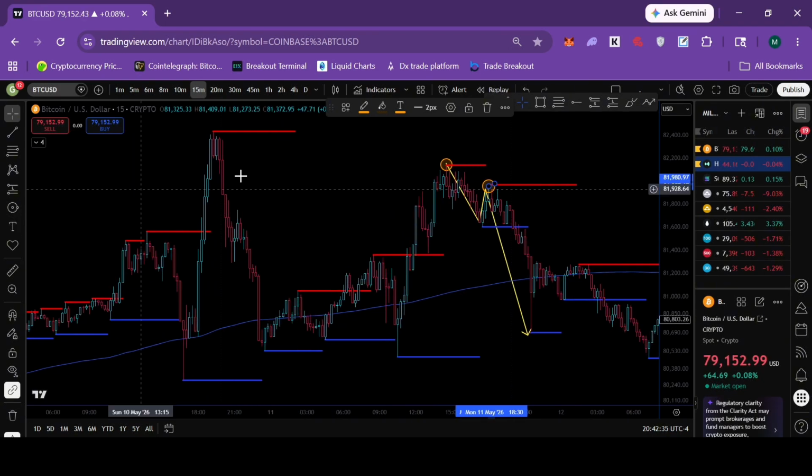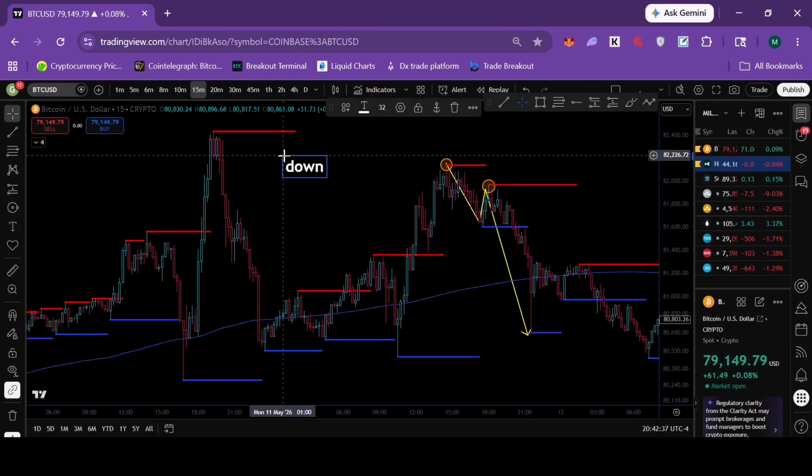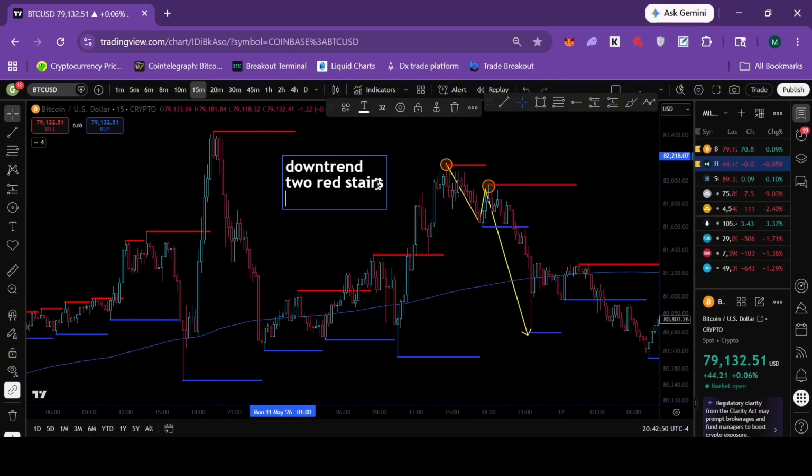So for a downtrend, what you want to see is two stairs, two red stairs, second stair lower leads to lower low.